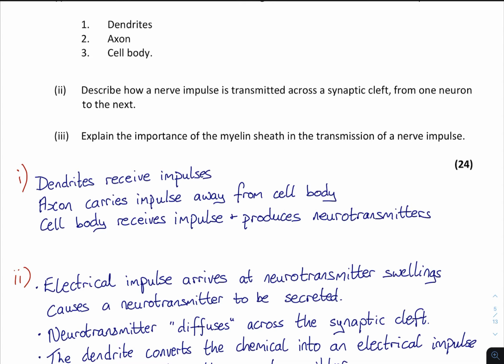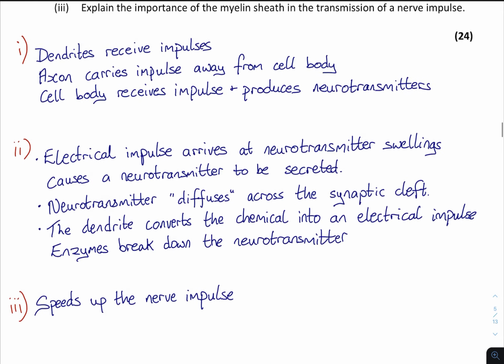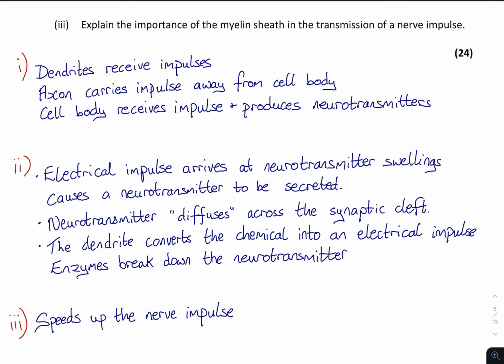Now, this is the heart of the question here, really. Describe how a nerve impulse is transmitted across a synaptic cleft from one neuron to the next. You need to have this almost word perfect. There's no points that you should be skipping out here. So starting off, an electrical impulse arrives at a neurotransmitter swelling, and this causes a neurotransmitter to be secreted. The neurotransmitter diffuses across the synaptic cleft. The dendrites at the other end of the cleft convert the chemical into an electrical impulse.